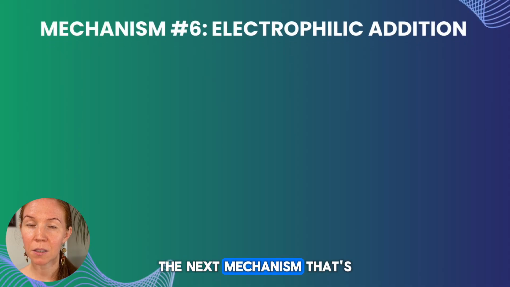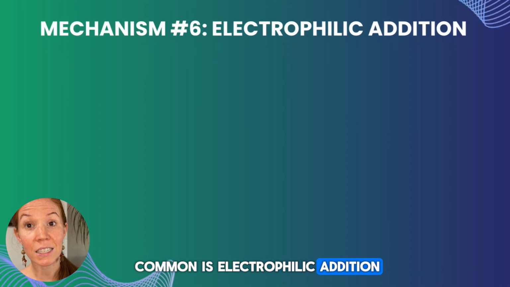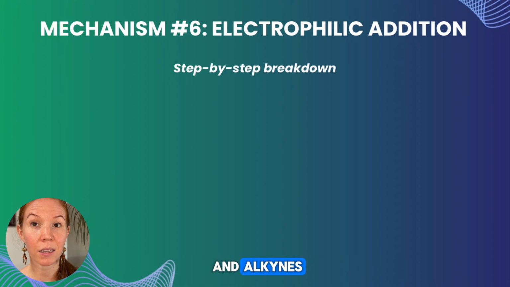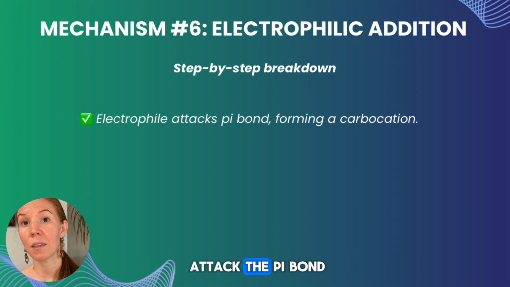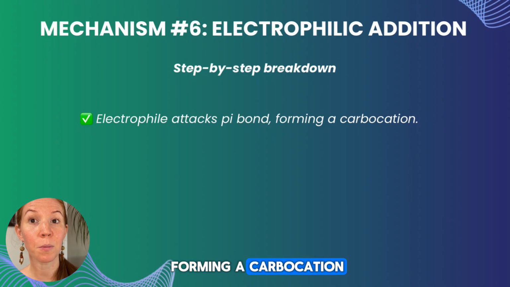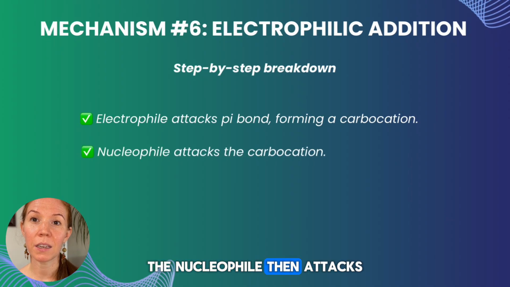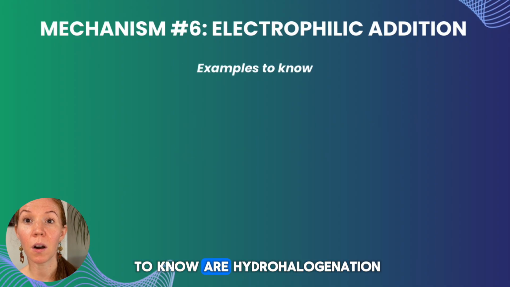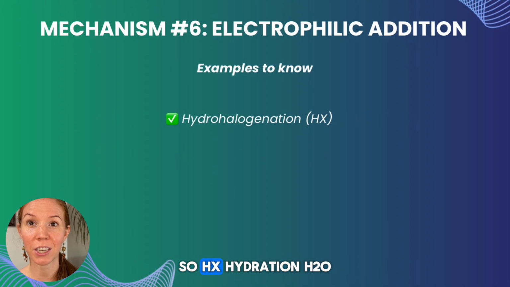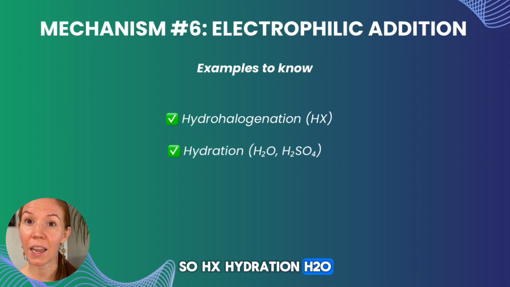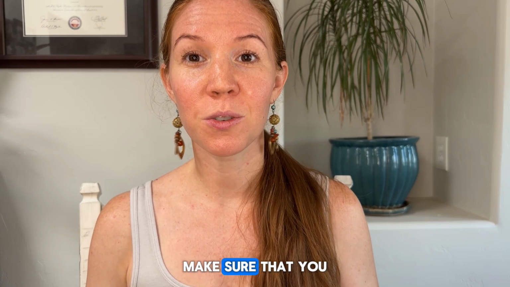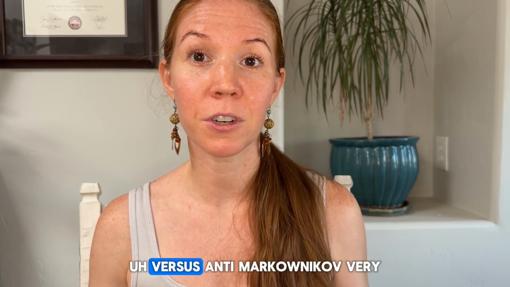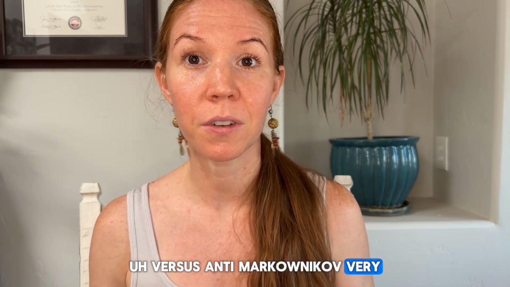The next mechanism that's common is electrophilic addition. This is an important reaction mechanism with alkenes and alkynes. The electrophile is going to attack the pi bond, forming a carbocation. The nucleophile then attacks the carbocation. Examples of this mechanism to know are hydrohalogenation, so HX, and hydration, H2O and H2SO4. Make sure that you also know the Markovnikov rule versus anti-Markovnikov very, very clearly.